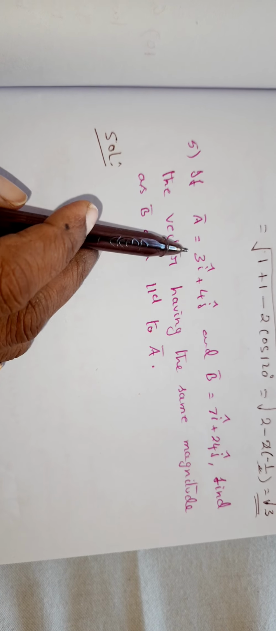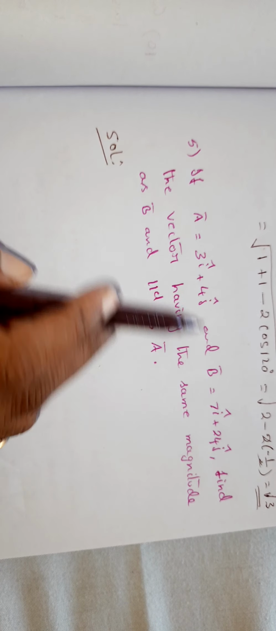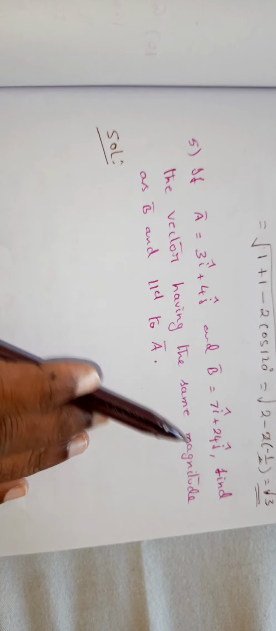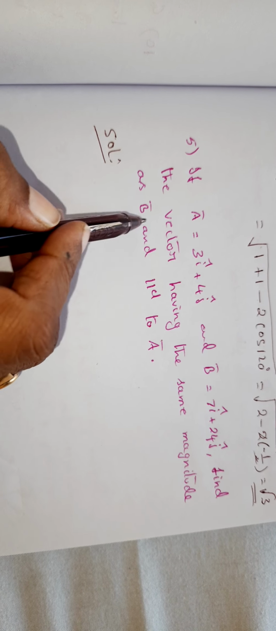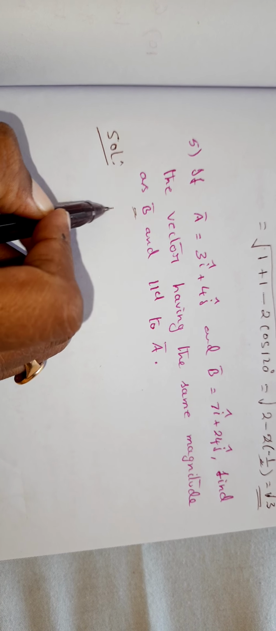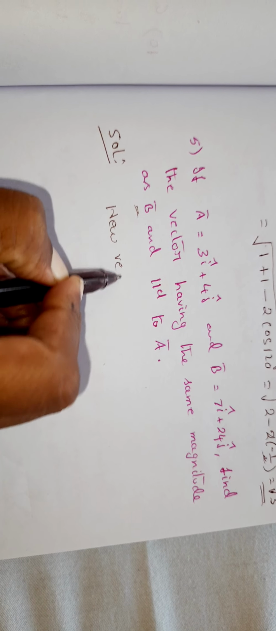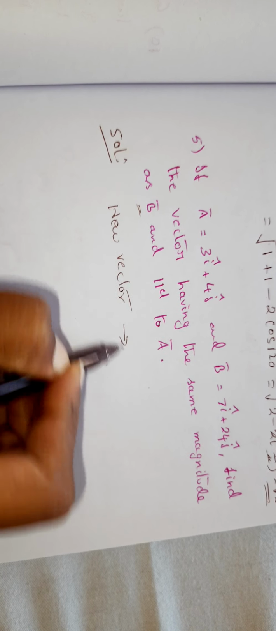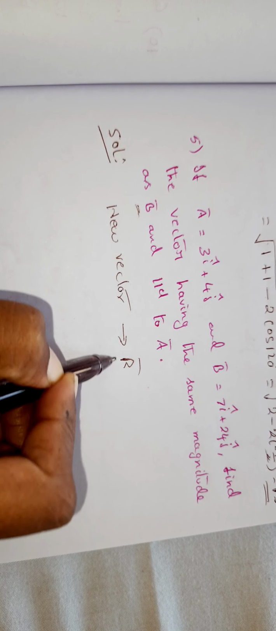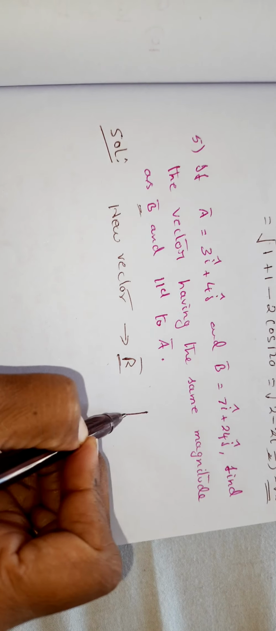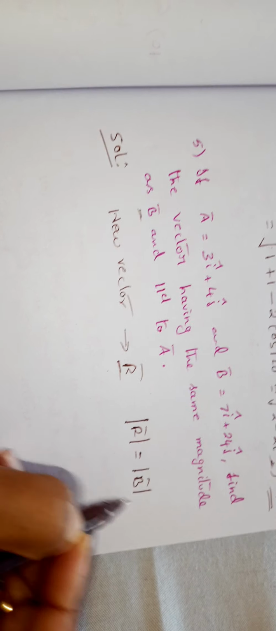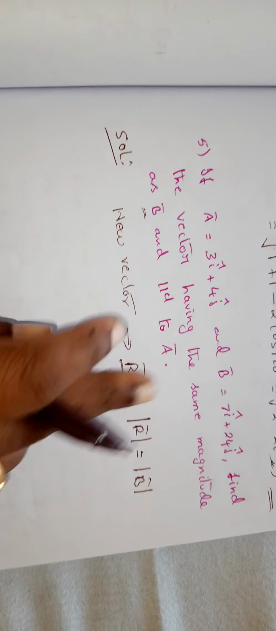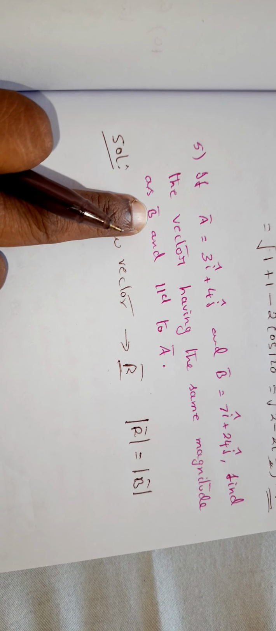Right. Now what is given? A bar is given, B bar is given. Nothing to be worried about these two. Nothing to find also. Now here, find the vector having the same magnitude as B bar. So now we have some new vector here. Let us suppose that the new vector is some R bar. So what is given? Modulus of R bar must be equal to modulus of B bar. Isn't it? That new vector should have a magnitude of B bar.